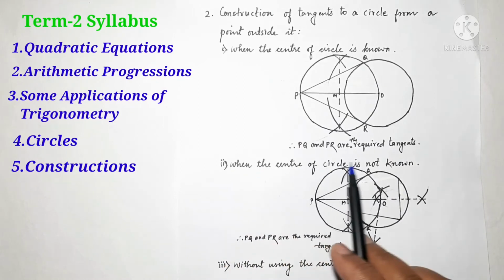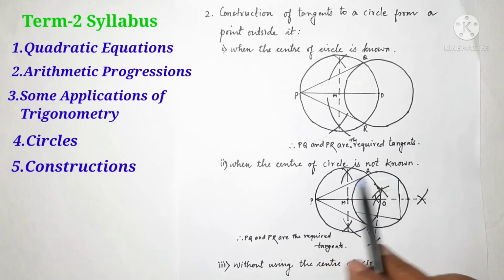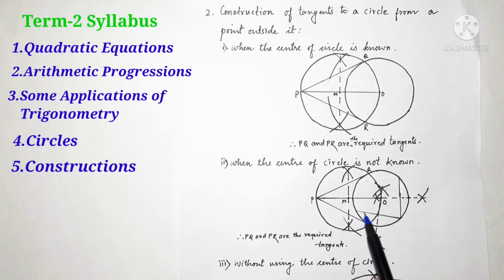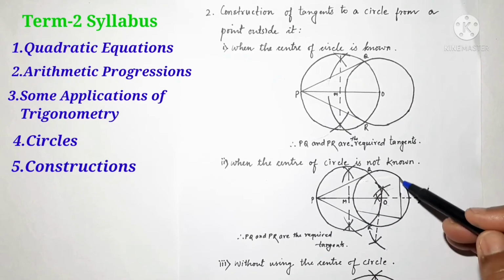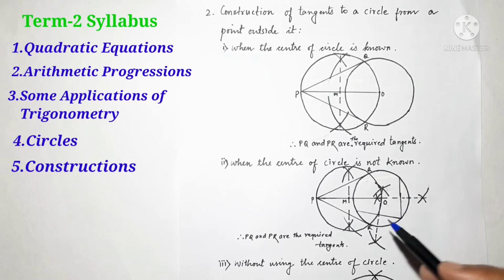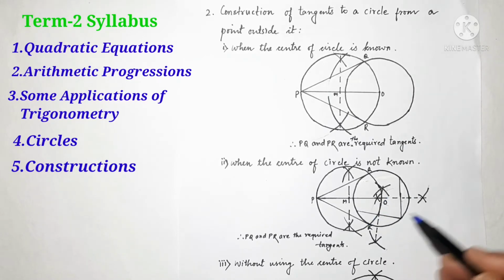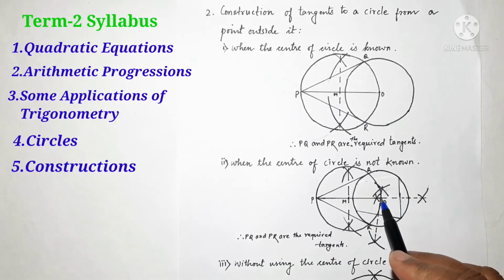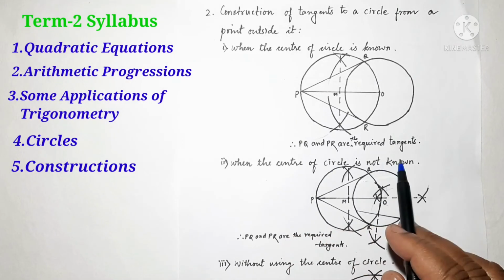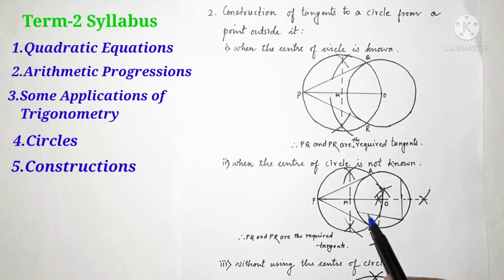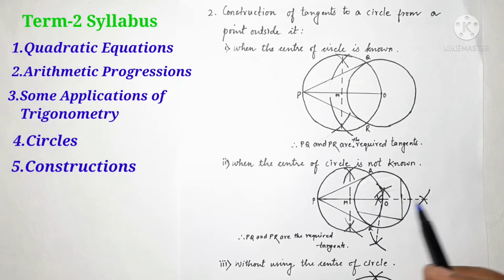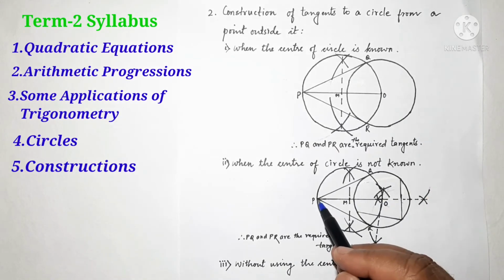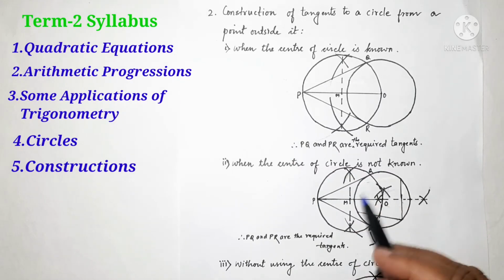Second, when the center of the circle is not known, how do you do the construction at that time? You draw a circle and then draw 2 chords. You can see one chord here and the other chord here. They are non-parallel. Then you find the perpendicular bisector of this chord, and the perpendicular bisector of the second chord. They will intersect at a point. This point will be the center. So when the center is not given, you draw 2 non-parallel chords and find the perpendicular bisectors of those chords. You will get the center, and the rest is similar to the first one. You take the point outside the circle, and then do the perpendicular bisector, and you will get the tangent.